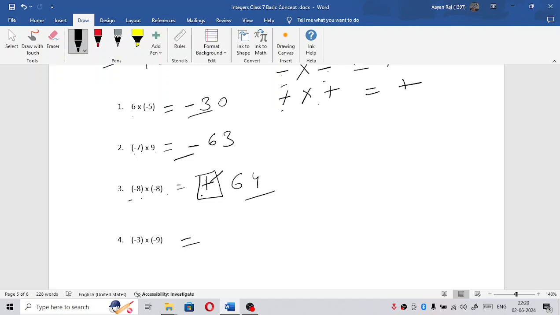Now move to the next question. It is similar to the third one. Both are negative integers. Minus into minus, it is plus. We won't write plus here. And 9 into 3 is 27. So your answer for the fourth question is 27.